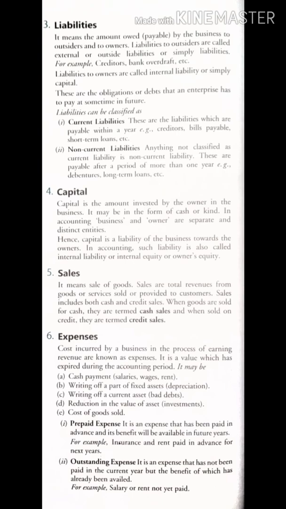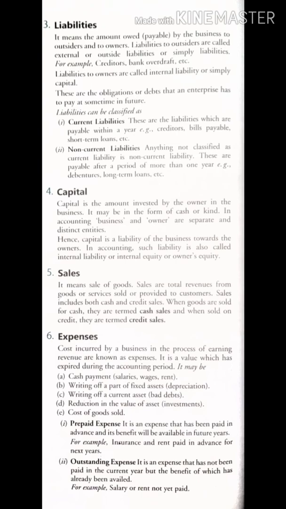Fine. Next is reduction in the value of assets. Suppose we have invested money in the market, and the amount is reduced automatically because the market has gone down. These are expenses. Then cost of goods sold: when we are selling goods, some cost is incurred, that is also known as expenses. Expenses are of two types, prepaid expenses and outstanding expenses.